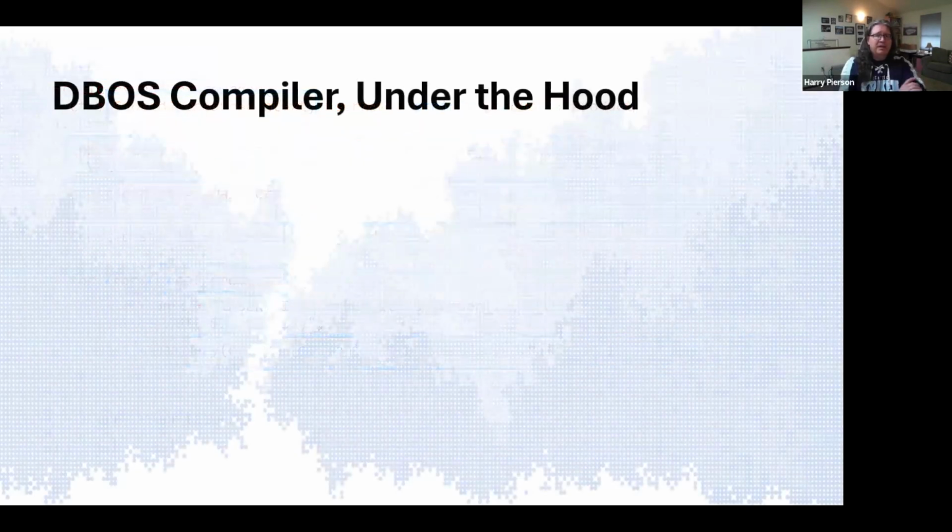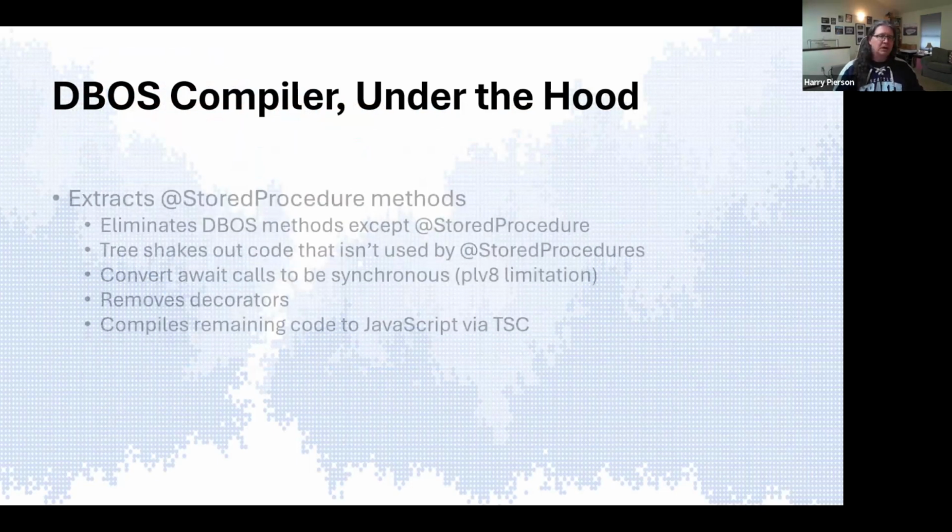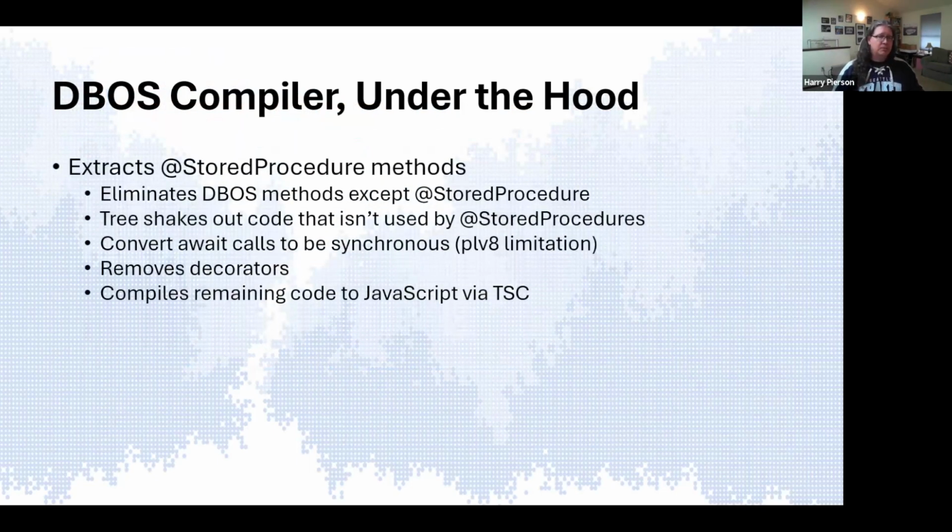So let's talk a little bit about the DBOS compiler under the hood, and then I'm going to show you some code. The DBOS compiler is a custom part of our project. Source code is up in our GitHub repo, so it's all open source. Its primary job is to extract the stored procedure methods. It does this by eliminating all of the DBOS methods except for stored procedures. Stored procedures cannot call transactions, they cannot call communicators, and they cannot call workflows, so it removes all of those automatically. Then it tree shakes out any code that isn't used by stored procedures. The idea is to cut down all of the code in your application to just the stored procedures and the code that they depend on.